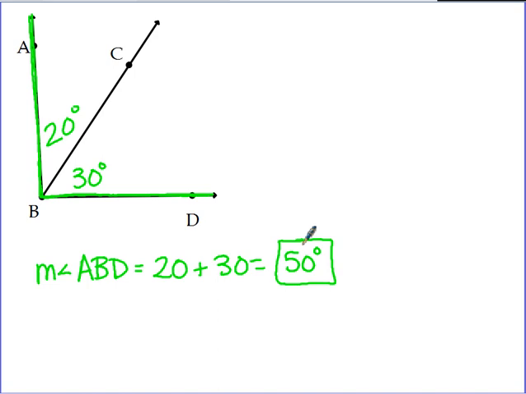You do need that little degree symbol there that acts as your units, just like if it would be centimeters or inches. But just make sure you have that little circle there. And this over here, that M, that just means the measure of angle ABD. So this is just asking for the measure. But that's really all that angle addition is. You just add up your two little angles and it gives you the measure of the whole thing.